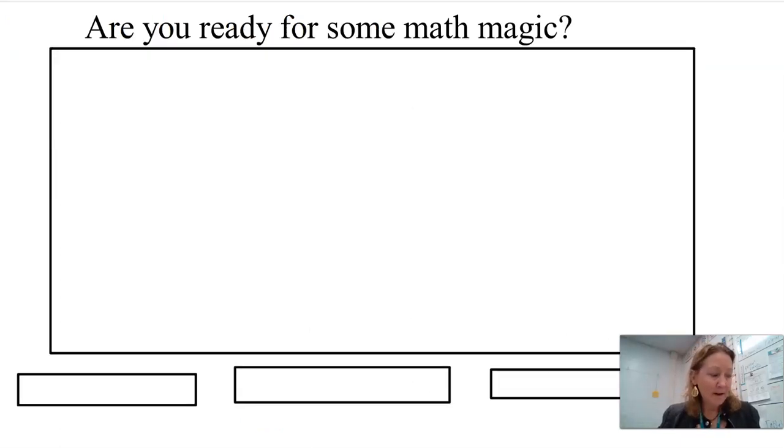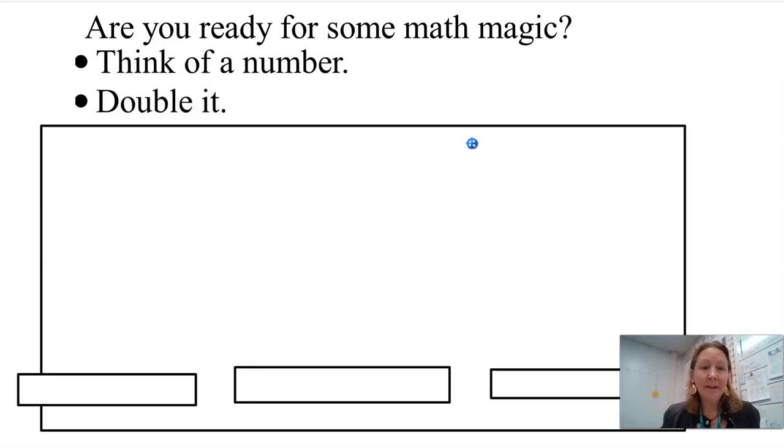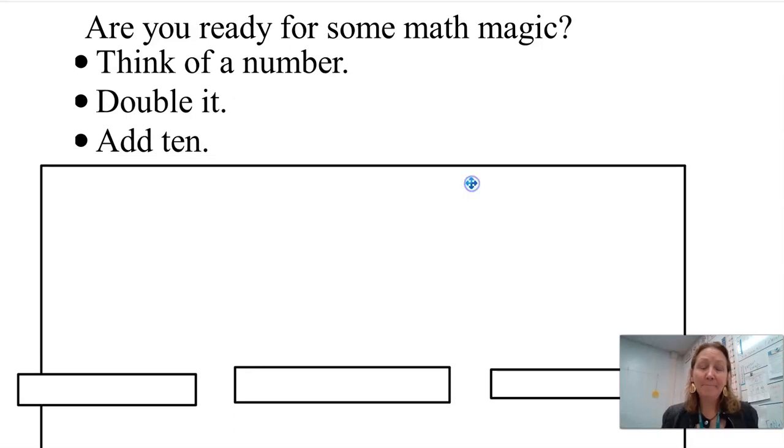I'm going to ask you to just follow along and see what you think about this. Let's do some math magic. Okay, so I want you to think of a number, write it down, maybe do mental math. Then I want you to double it. Okay, then add 10.